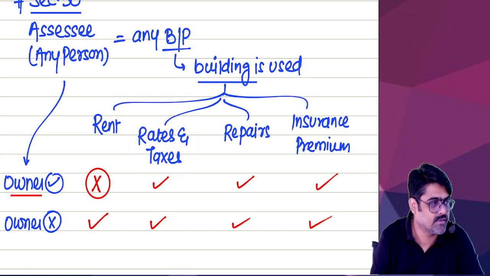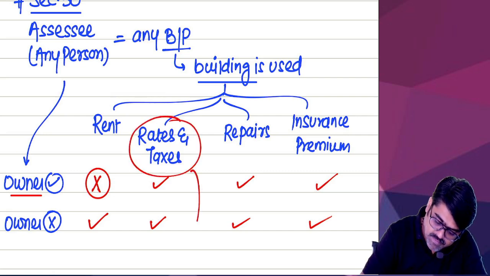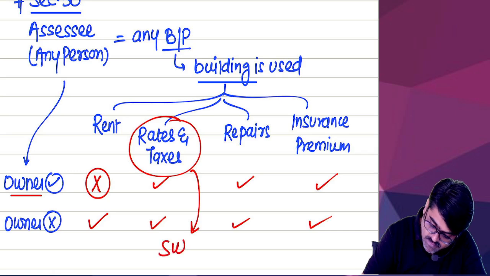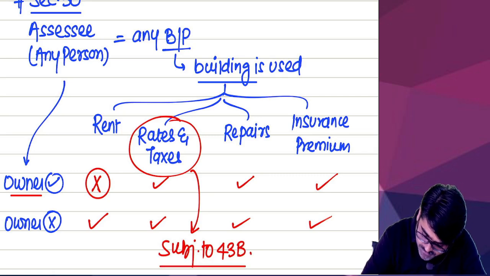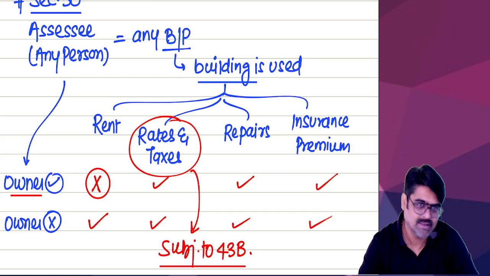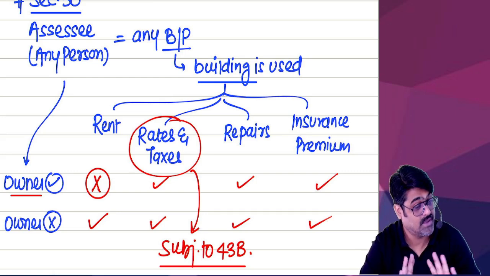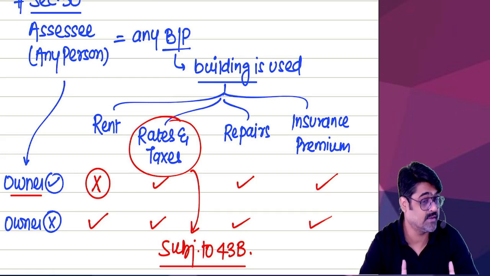rates and taxes. Rates and taxes will be allowed subject to 43B. Under section 30, you can take the deduction for what? Rates and taxes. But they are saying, please pay attention. Rates and taxes we are going to allow, but we are going to allow subject to.